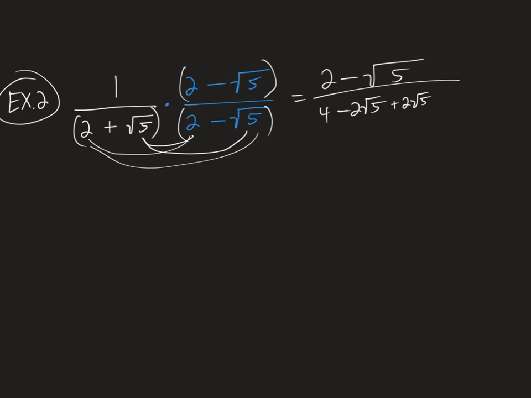actually it's negative root 5, so negative root 5 squared. Now why is it negative? It's negative because that's a negative, and so that has to be a negative.